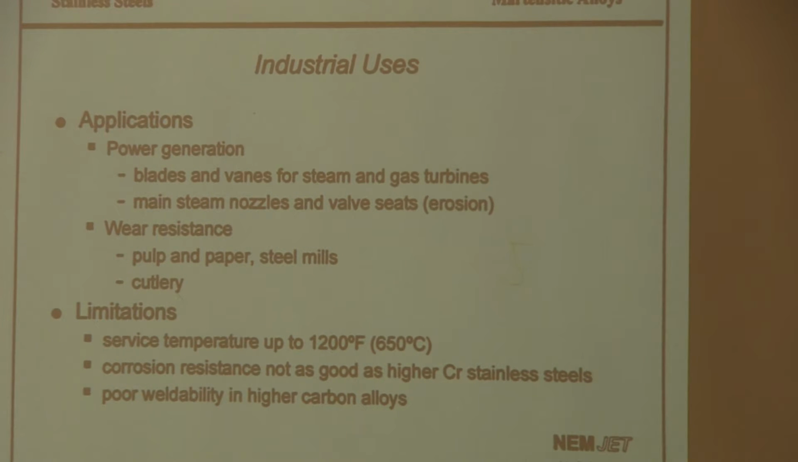Some of the typical applications for martensitic stainless steels include power generation, and you can see what those components might be: blades and vanes and nozzles and valve seats and that type of thing. Anywhere you need high hardness because you need wear resistance, such as a pulp and paper mill or steel mill. Also in cutlery, a lot of fine cutlery is made from the high chromium grades of martensitic stainless steel.